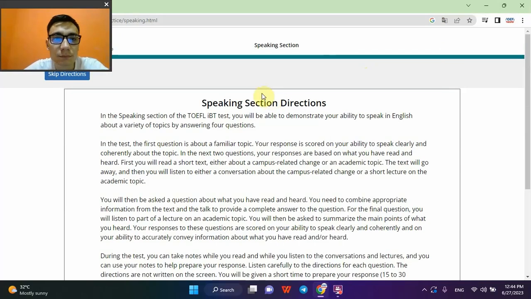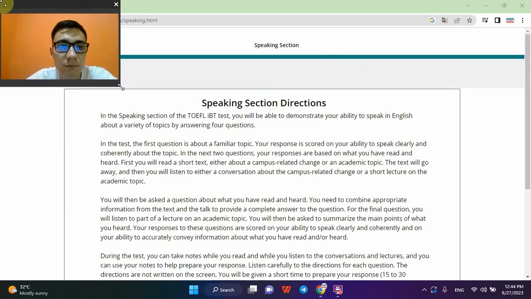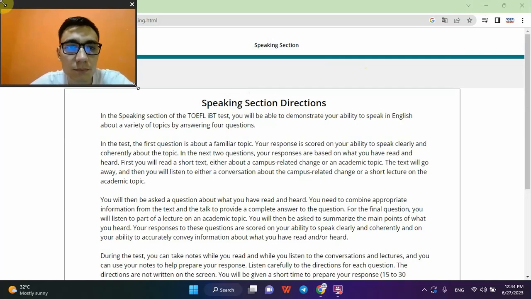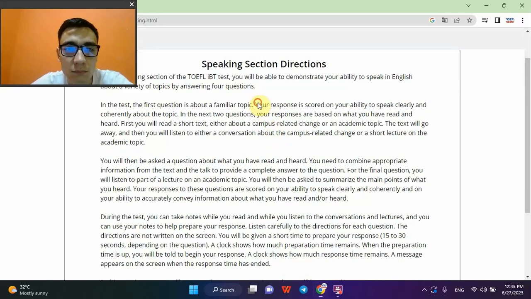Speaking Section Directions. In the speaking section of the TOEFL iBT test, you will be able to demonstrate your ability to speak in English about a variety of topics by answering 4 questions. In the test, the first question is about a familiar topic. Your response is scored on your ability to speak clearly and coherently about the topic.